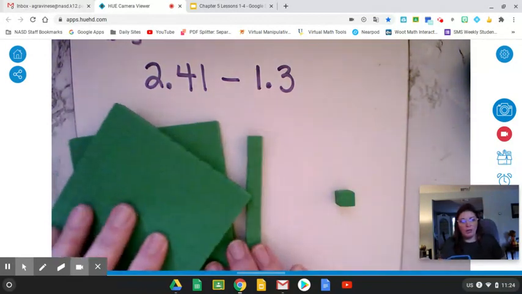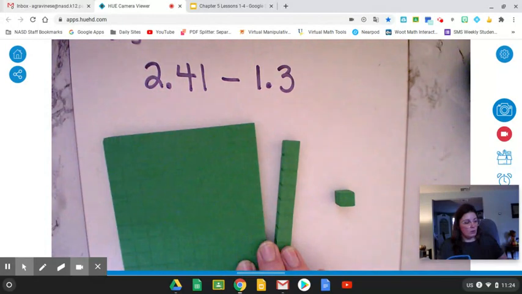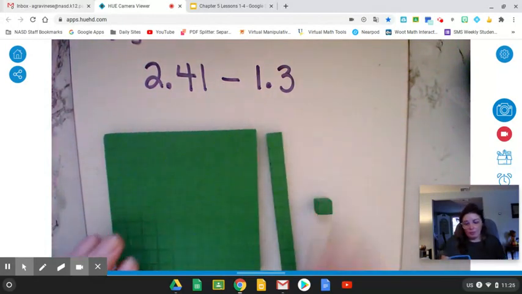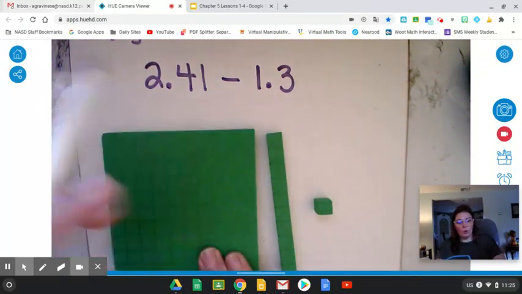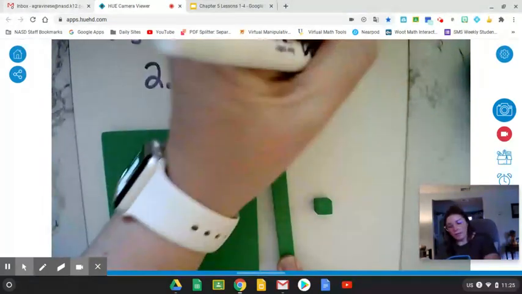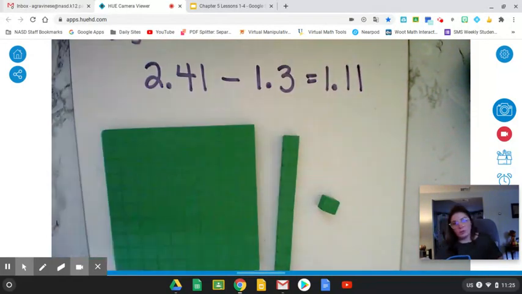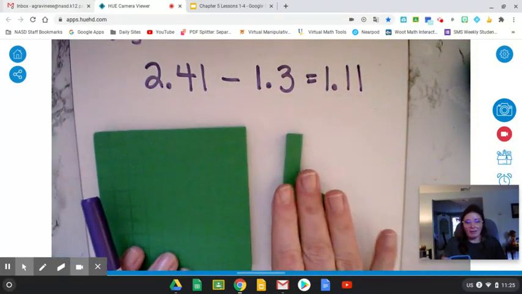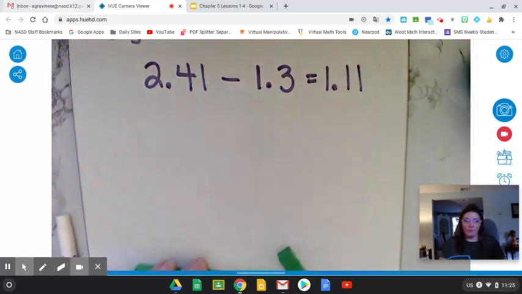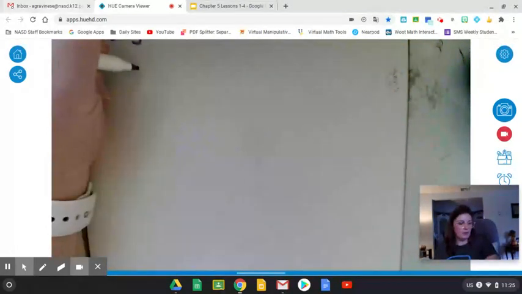Now let's take away that whole. Here we go. I can take away 1 whole. And what am I left with? 1 whole, 1 tenth, and 1 hundredth. So I'm left with 1 and 11 hundredths. All right, let's do one more. I'm going to give you a little bit of a more challenging problem now.